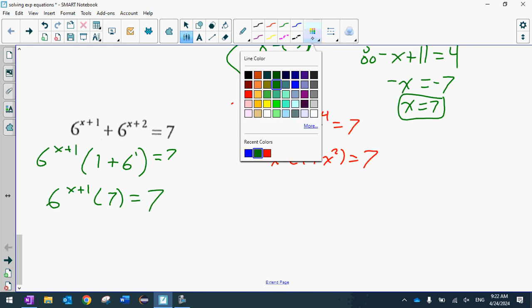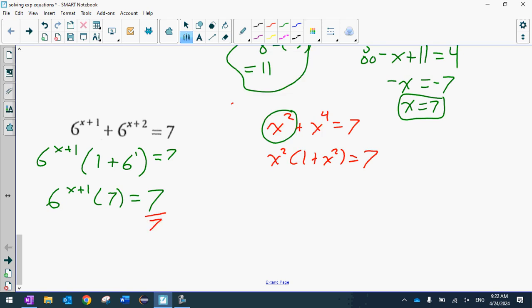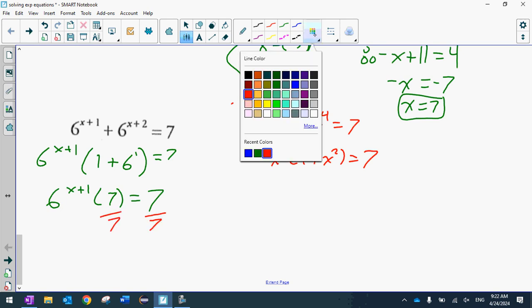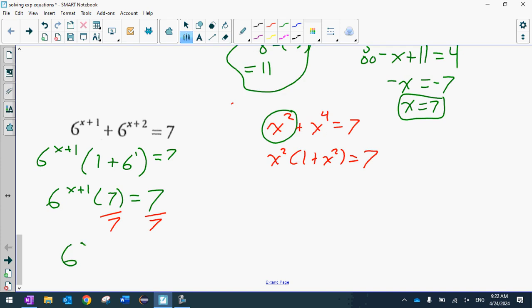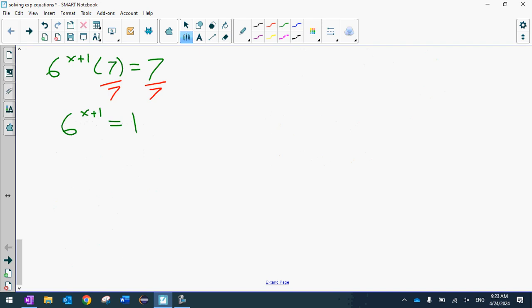So if I divide both sides by 7, like so, then I'm going to end up with 6 to the power of x plus 1 equals 1. And we've taken this complicated equation and made it into a power equals something. And actually, I can write these as powers of the same base, because guess what? 1 is 6 to the power of what? 0. Anything to the power of 0 is 1. So 6 to the power of x plus 1 equals 6 to the power of 0. Therefore, x plus 1 equals 0, and x equals negative 1. There you go.